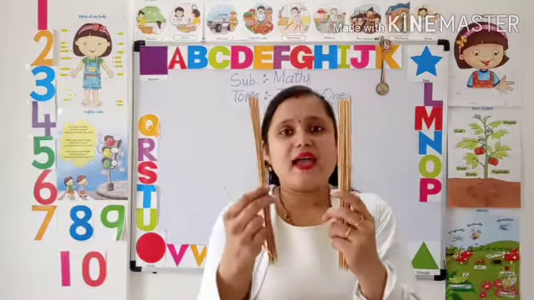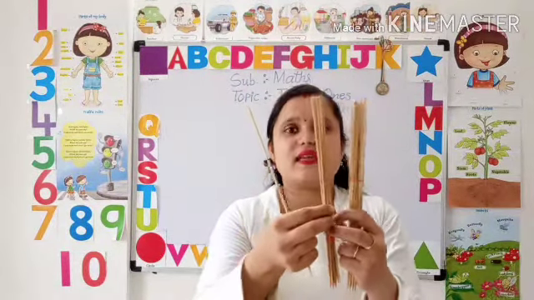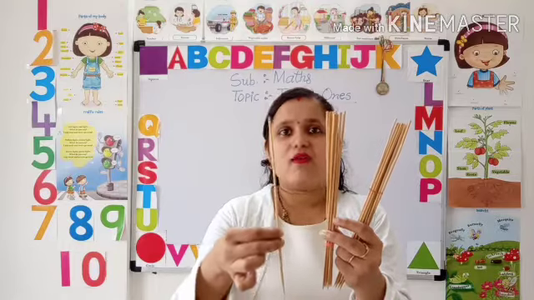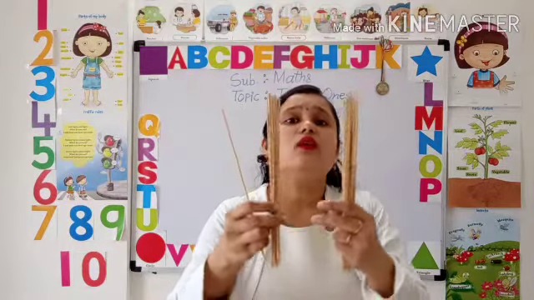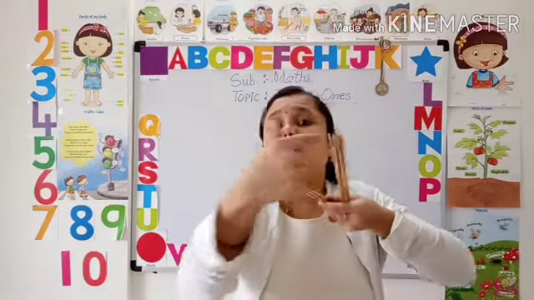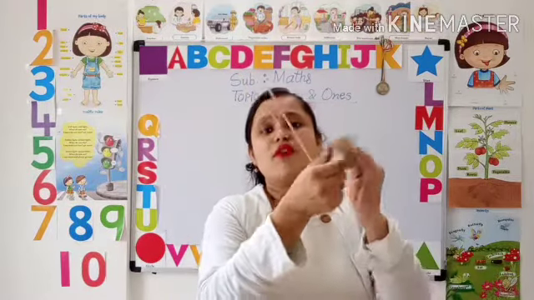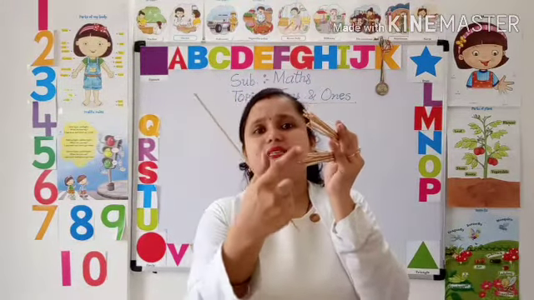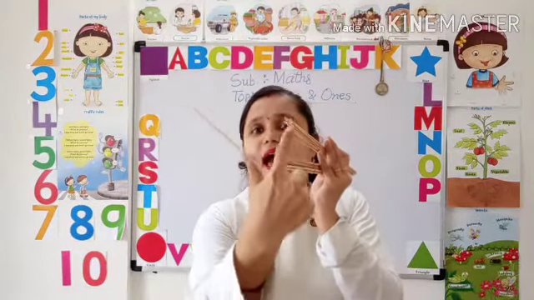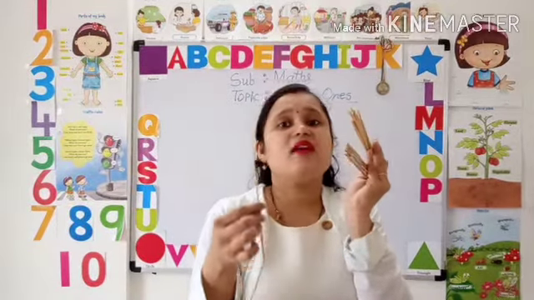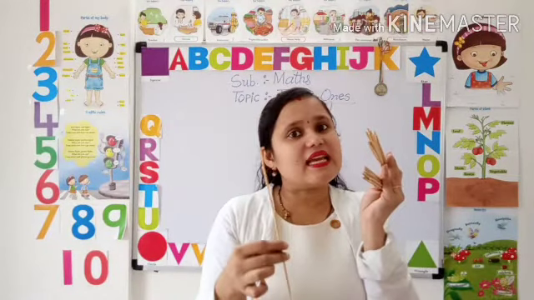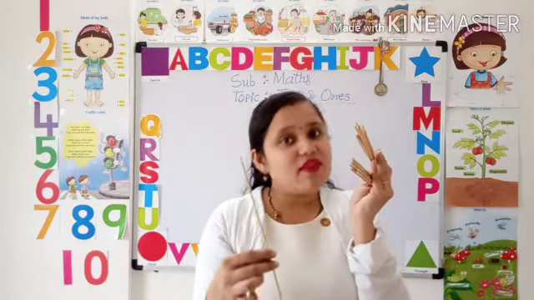It means I have 2 tens and 1 more loose stick. I have 1 loose stick and 2 bundles of 10 sticks. It means 2 tens. 1 bundle of 10 sticks, and this is also another bundle of 10 sticks. It means I have 2 tens and 1 ones. It means I have 21 sticks.